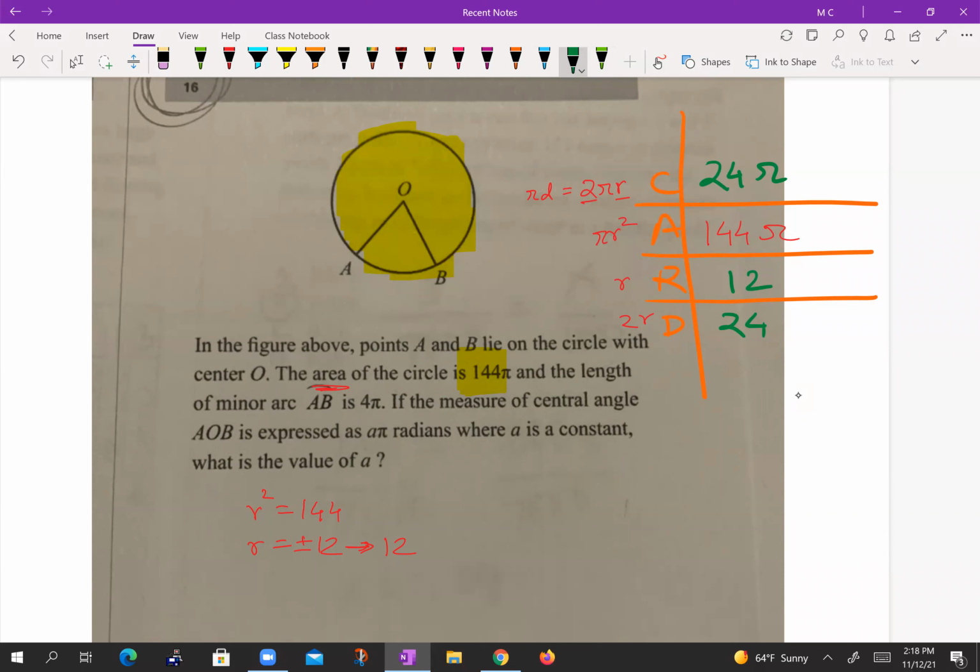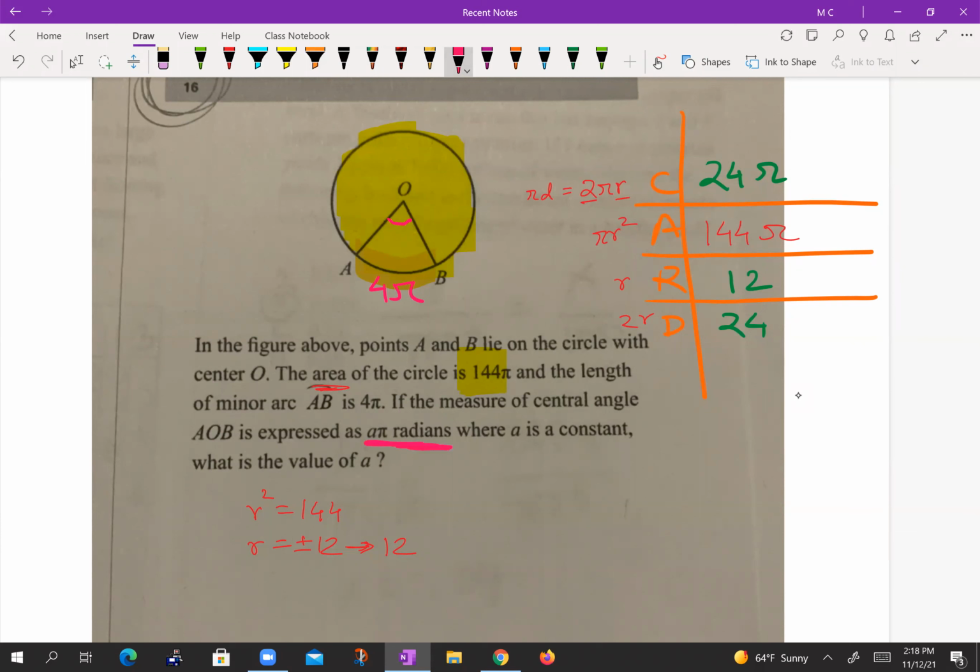This question is asking us about the minor arc. So it's asking us about this arc right here, AB. Actually, no, it's not asking us that. It's just telling us that it's 4 pi. So let's write that, 4 pi. And we need to know how many degrees here, and this has to be in radian.